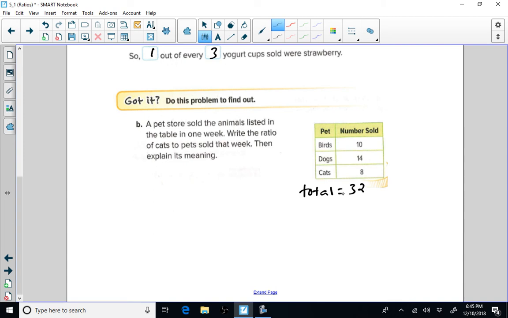We're asked to write the ratio of cats to pets sold. Cats would be 8. Pets sold would be 32. If I simplify that ratio, I could divide by 8 over 8. And that's going to be 1 to 4 would be that ratio.